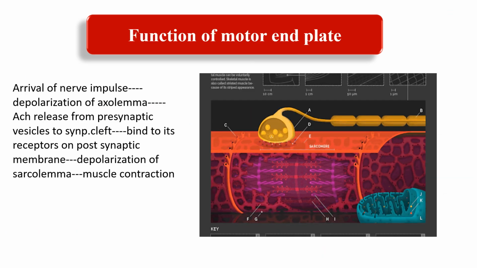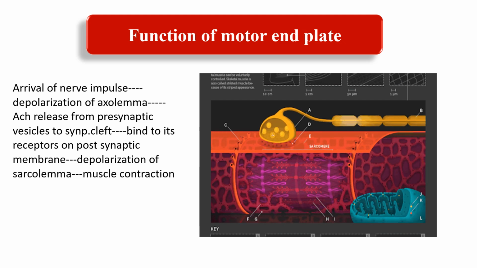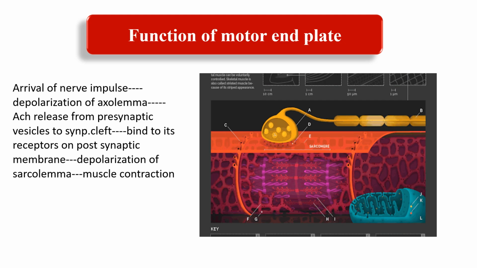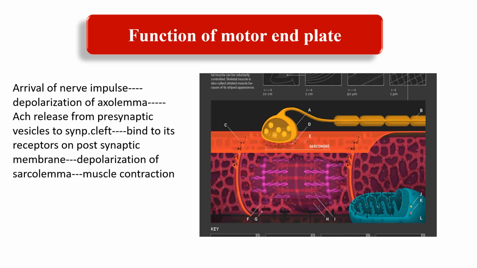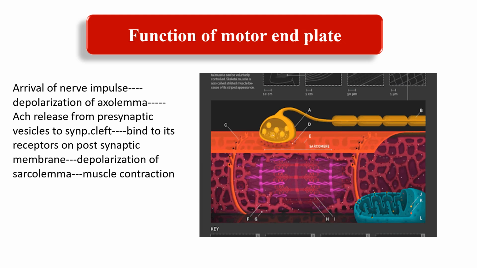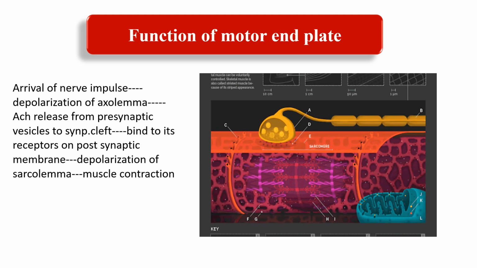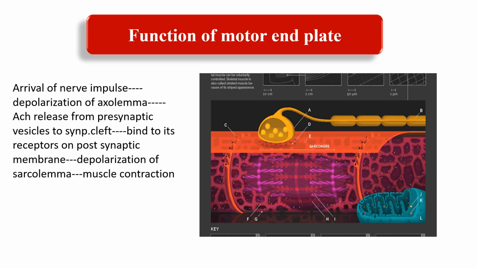Function of the motor end plate. Here we can see that arrival of a nerve impulse in the axon causes depolarization of the axolemma, or cell membrane of the axon, which leads to acetylcholine release from presynaptic vesicles to enter the synaptic cleft between the muscle and nerve. After that, what happens? It binds to its receptor, which is present on the postsynaptic membrane, which leads to depolarization of the sarcolemma. After that, muscle contraction occurs.